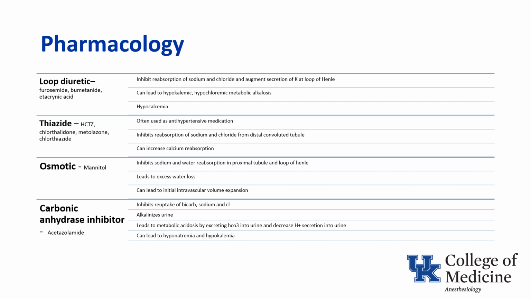Your loop diuretics are going to be the mainstay of what we use in our units and in the ORs to force diuresis on patients, right? They work at the loop of Henle, loop diuretics, and inhibit the reabsorption of sodium chloride and also cause hypokalemia as well, right?